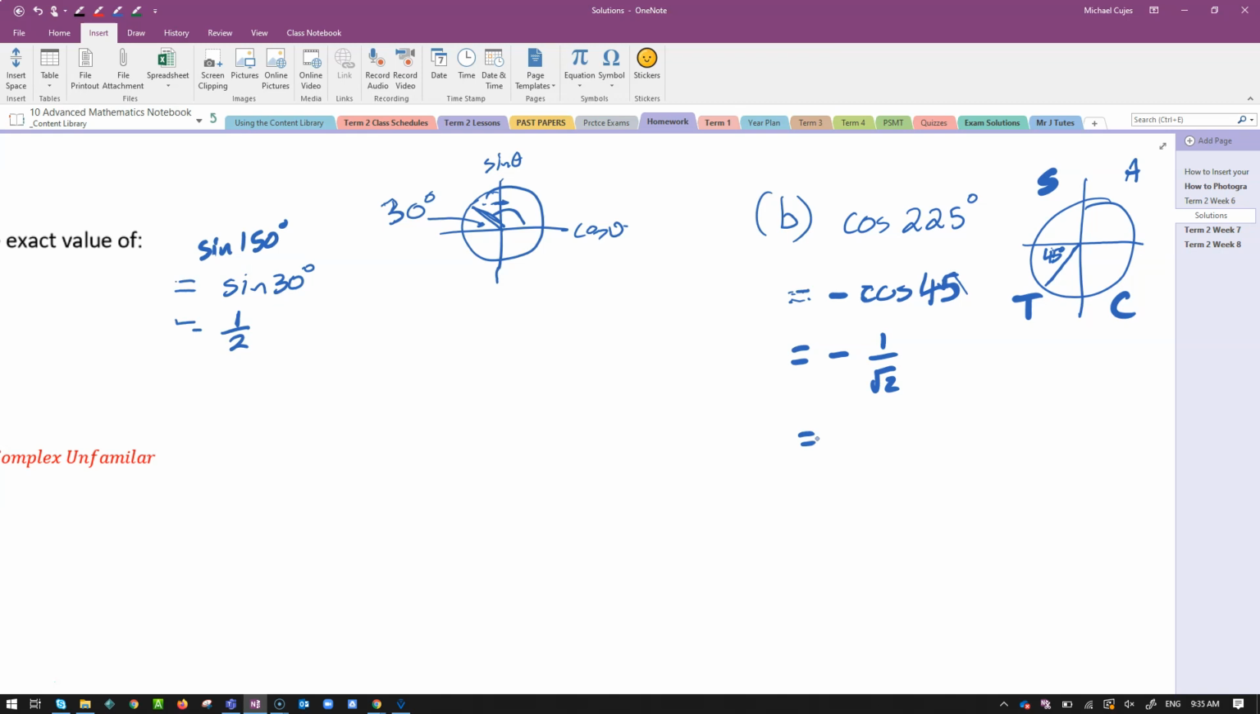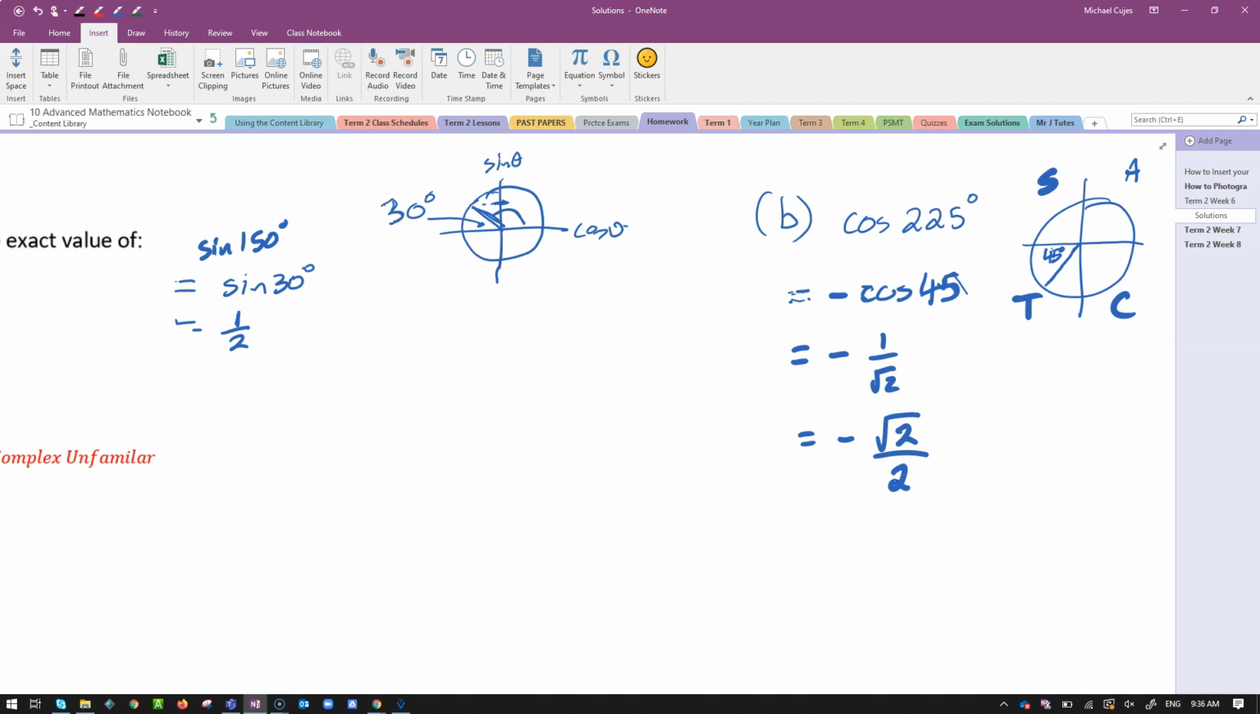What should you do when there's a root on the bottom? Yeah, we should rationalize, so we should multiply by root 2 on root 2. So give yourself a mark, but remember in your exam I need you to rationalize. Root 2 on root 2.